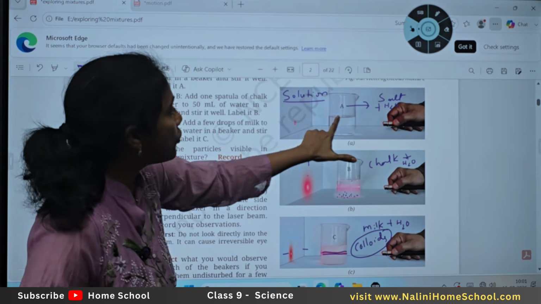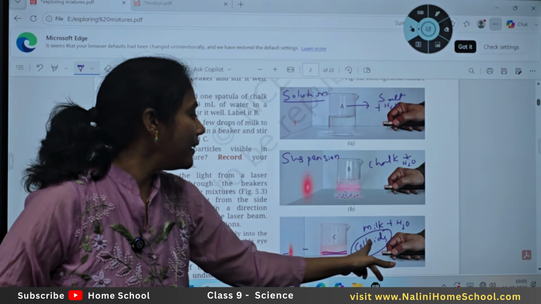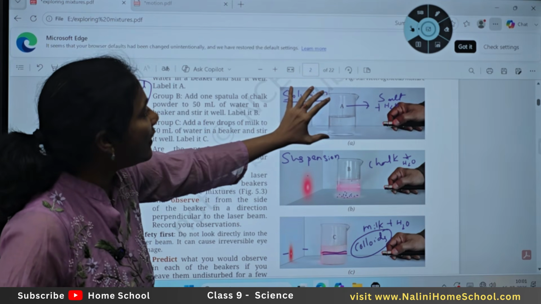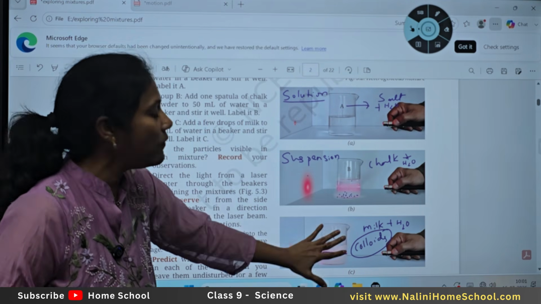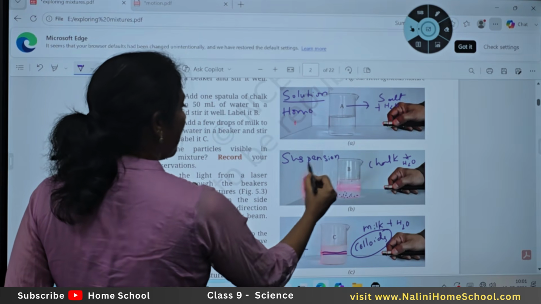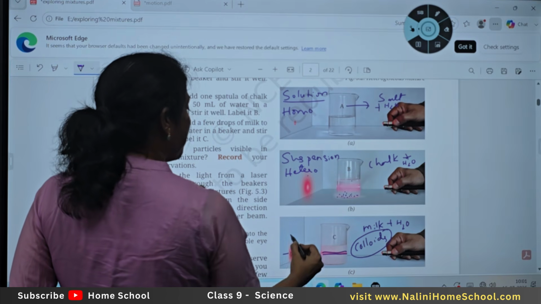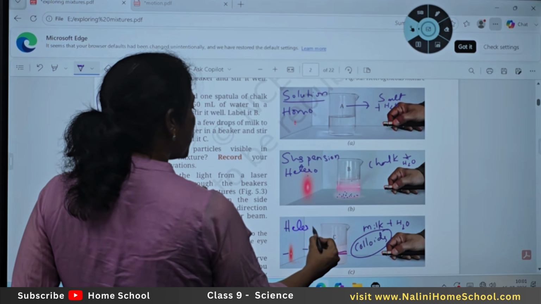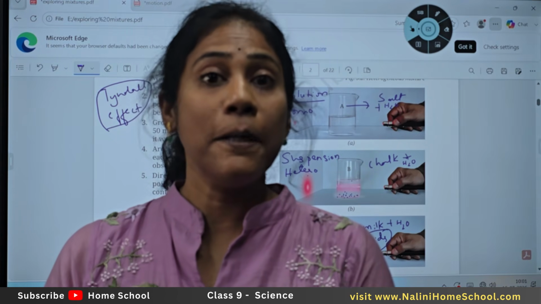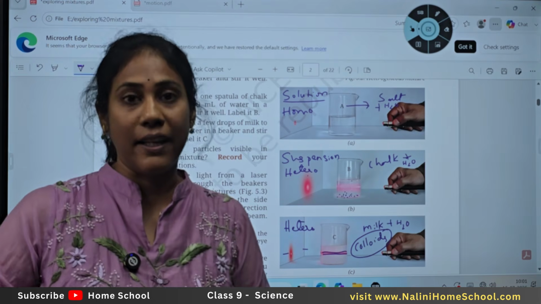Solutions behave in a different way, suspensions behave in a different way, and colloids behave in a different way. So out of these three, which one will behave as homogeneous, and which one as heterogeneous? Solution is a homogeneous type, whereas suspensions and colloids are heterogeneous types. So this is all about different types of mixtures, and different mixtures behave in a different way.